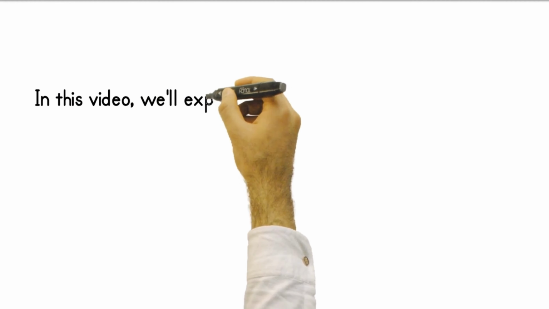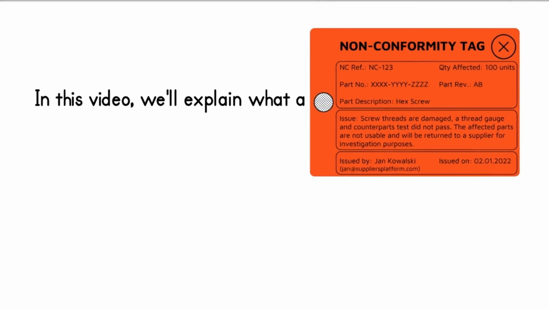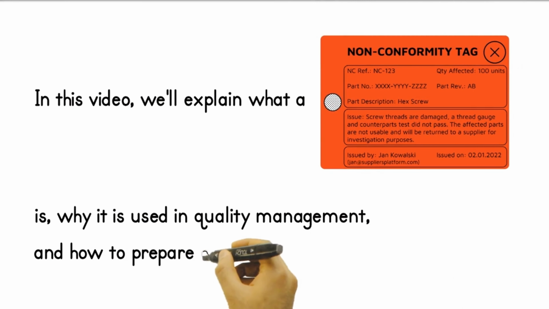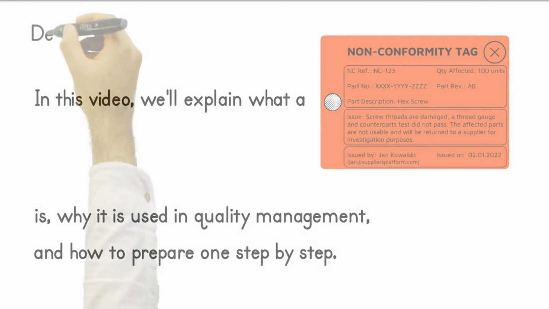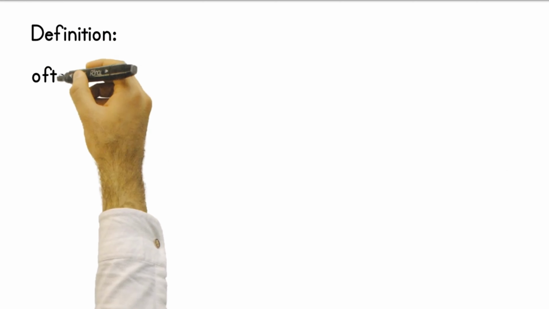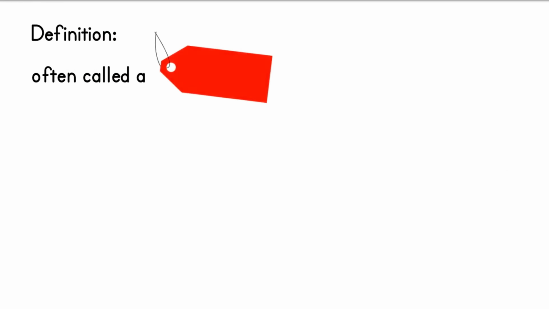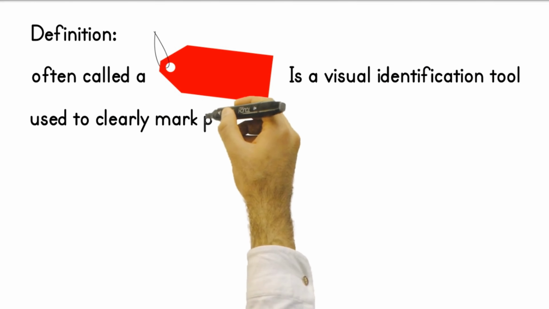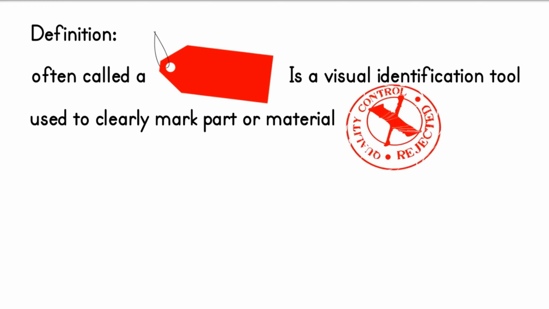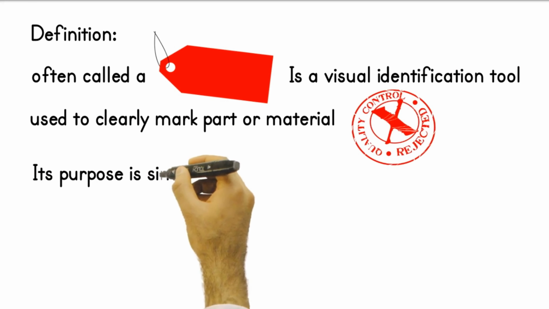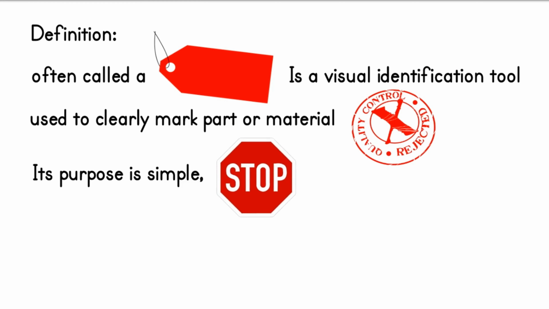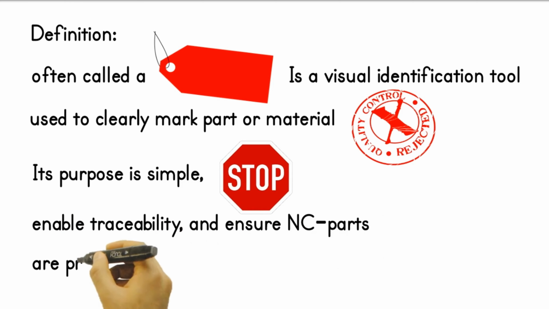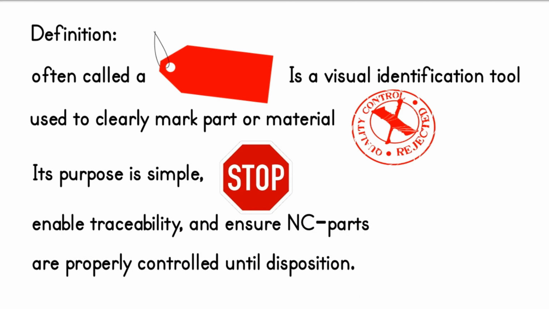In this video, we'll explain what a non-conformity tag is, why it's used in quality management, and how to prepare one step by step. A non-conformity tag, often called a red tag, is a visual identification tool used to clearly mark parts or materials that do not meet quality requirements. Its purpose is simple: to prevent unintended use, enable traceability, and ensure non-conforming parts are properly controlled until disposition.